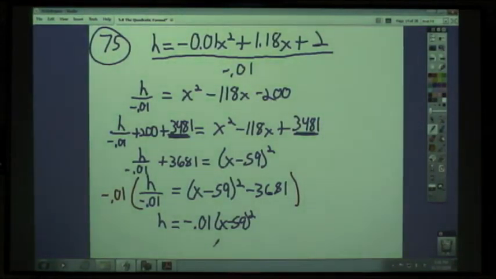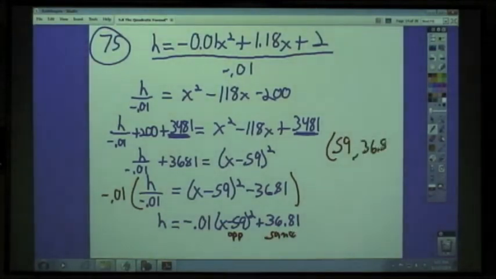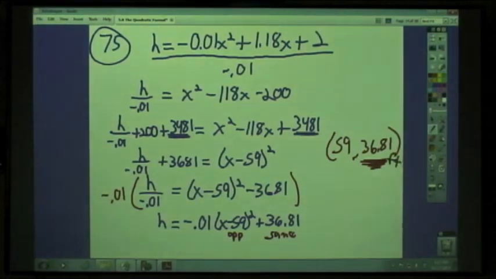When you do that, you're going to get 36.81, because a negative times a negative is positive. So what you see there is that your vertex is staring you in the face. 59, when you take the opposite of this one, and 36.81, when you take the same as this one, is going to be my vertex. So what is the maximum height that the ball got to? It is right here. 36.81 feet is the maximum height that the ball got to.